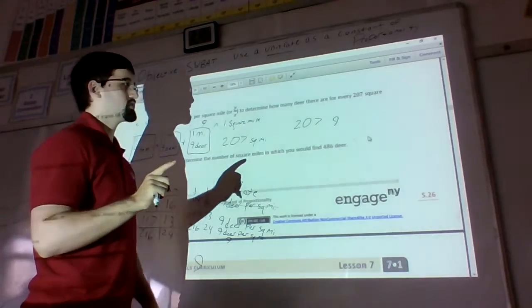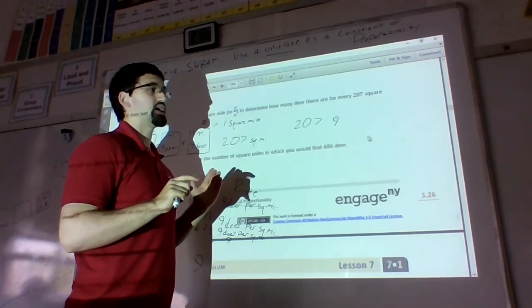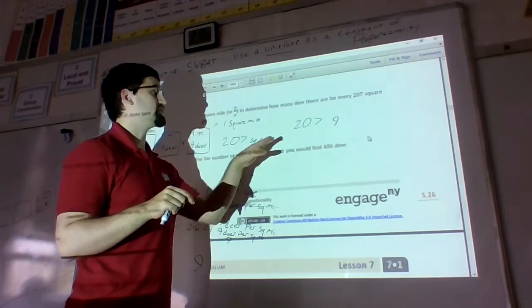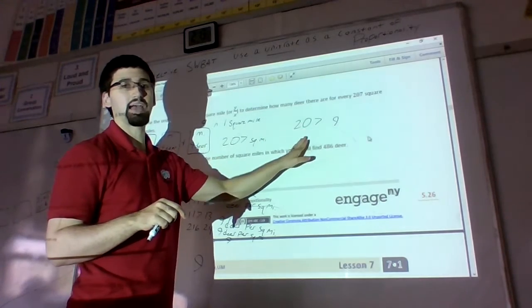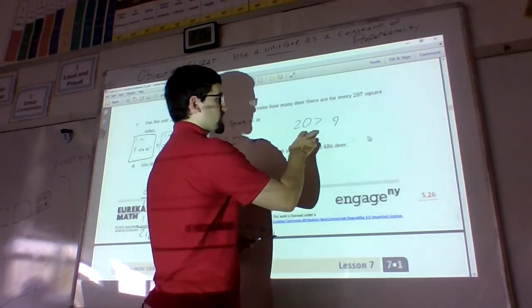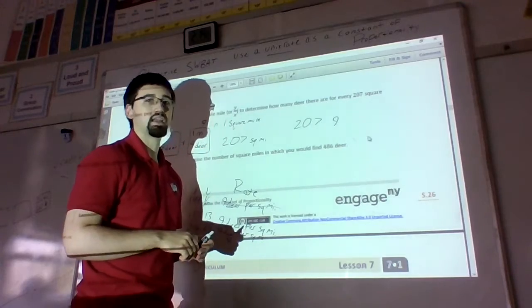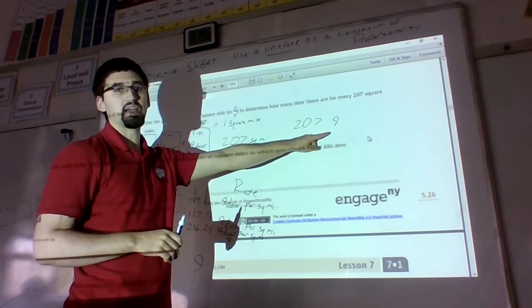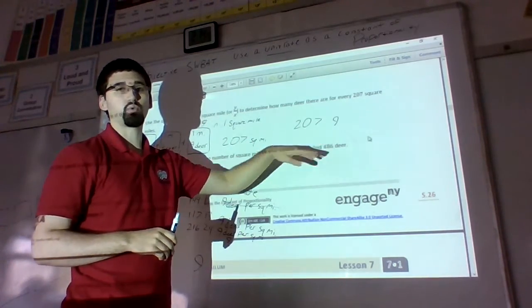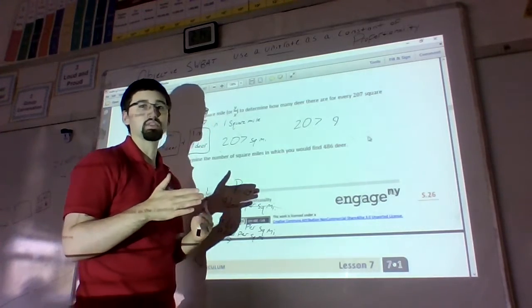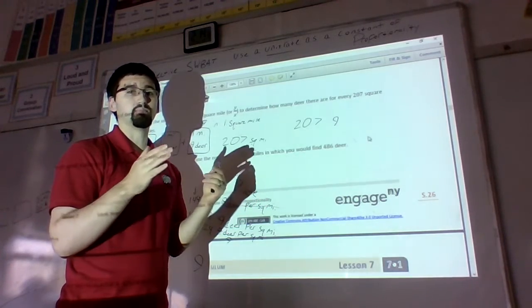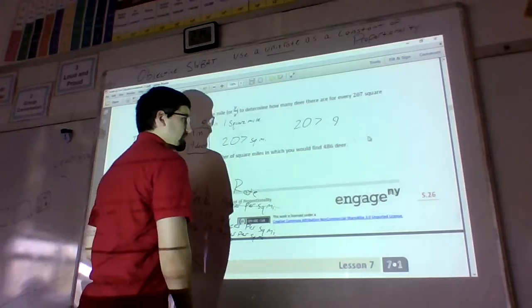Because if there's 1 square mile, we have 9 deer. So every time there's 1 more mile, we need to add another 9 deer. And we would need to do that 207 times, add 9. So instead, we can have the shortcut of just multiplying 207 times 9. And the reason we use 9 is because it is our unit rate, which we are using as a constant of proportionality. It's the relationship between the number of square miles and the number of deer. It's a number we can multiply or divide by.